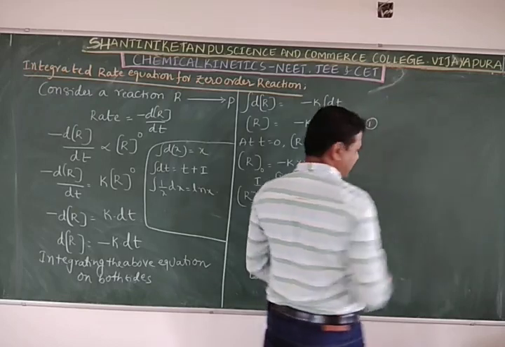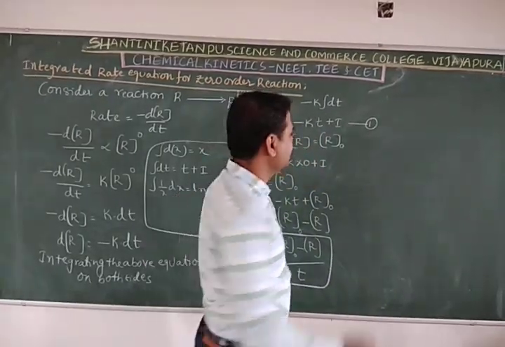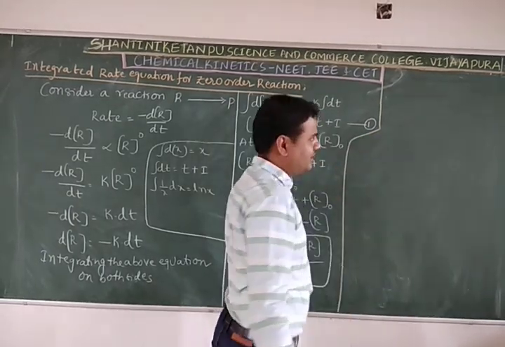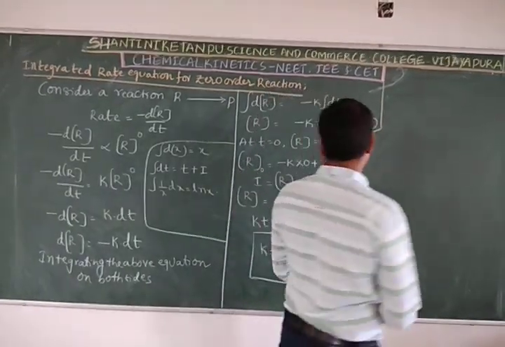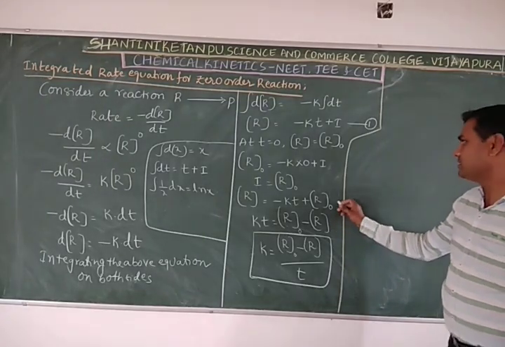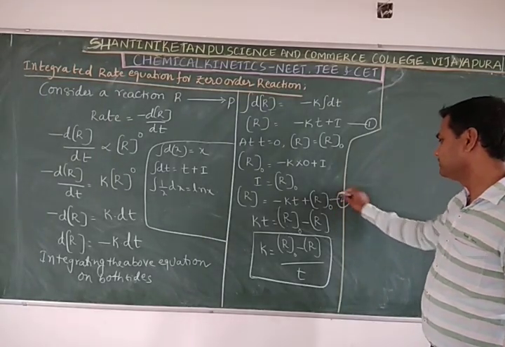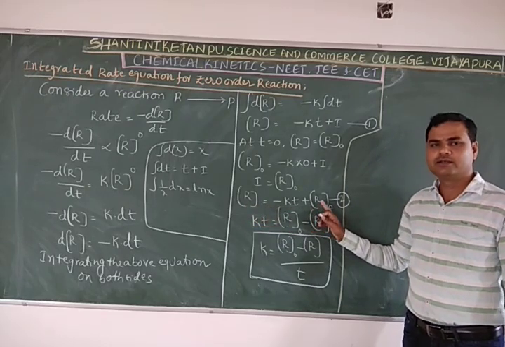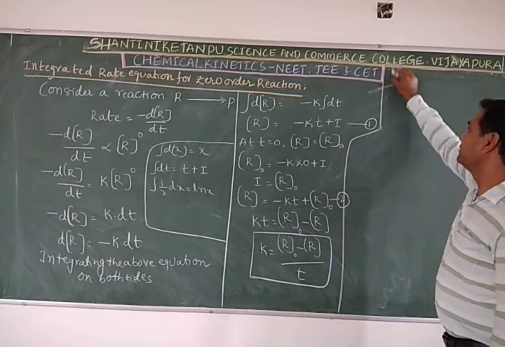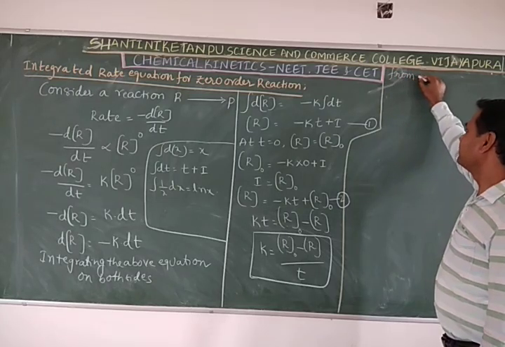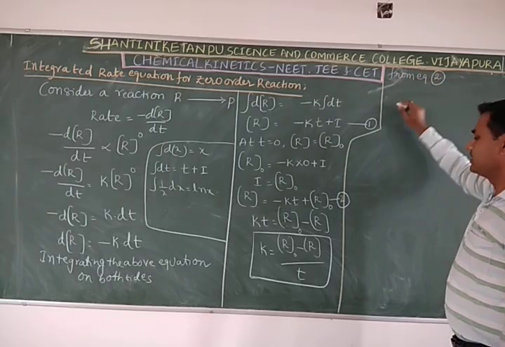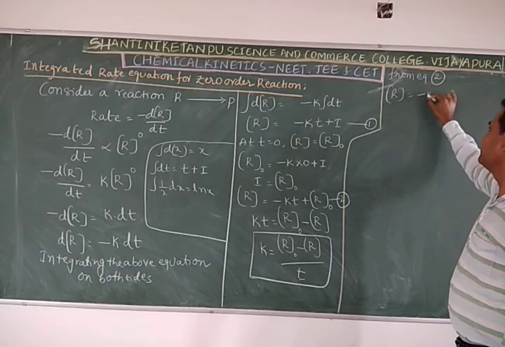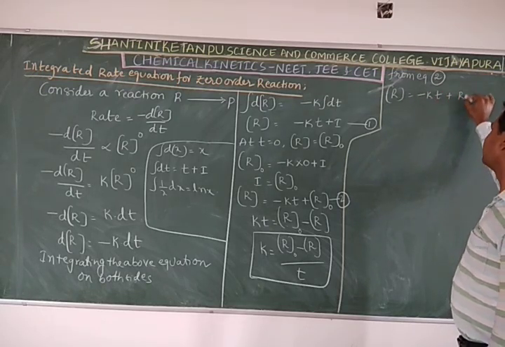I am taking the graph for the zero order reaction. See what graph we are taking for the zero order reaction. Take this as equation number 2. What is equation number 2? We have R is equal to minus k into t plus R naught.